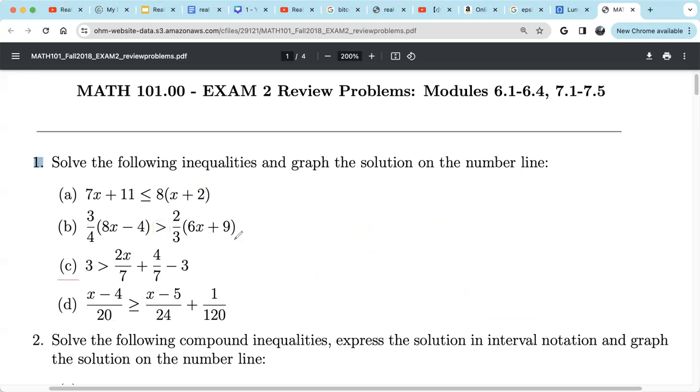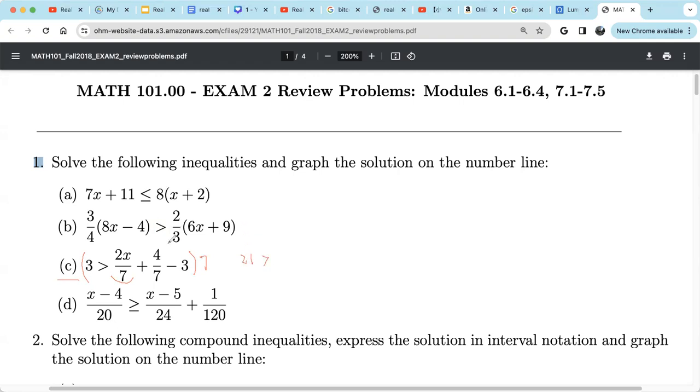C, we see the x term is only this one. But maybe first we want to get rid of denominators. So how do we get rid of denominators? We multiply by 7 with every term. How many terms do we have? On the left-hand side, we have one term, which is only 3. So we're going to do 3 times 7, which will give us 21.